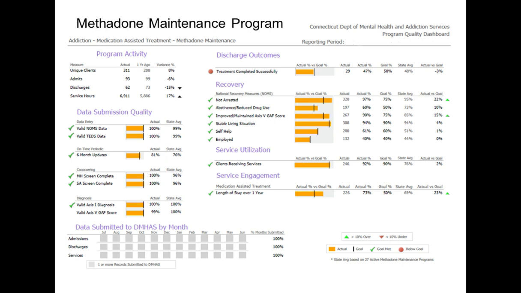They're a more visual format, as you can see. This is a sample from a methadone maintenance program. There was a collaborative effort between my division, the quality division, IT, and the community services divisions. We developed them in-house. We issue these reports quarterly, and they're published on the web.